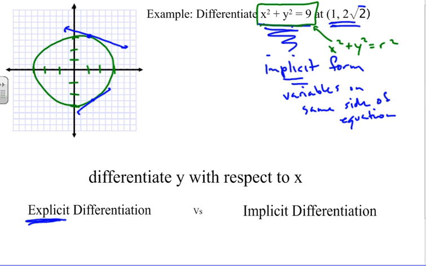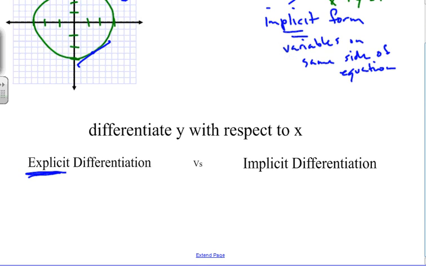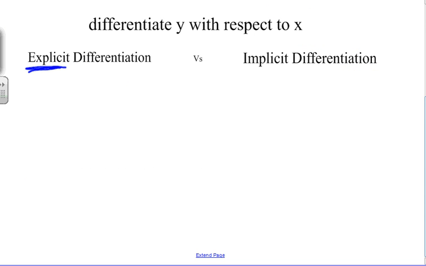Now, to do this, there's 2 different ways. We can do this explicitly, and we can do this implicitly. Explicitly, what we need to first do is take our equation, if you forgot what it was, x squared plus y squared equals 9. We want to solve, usually, for the dependent variable. So solve for the dependent variable. In this case, it would be y.